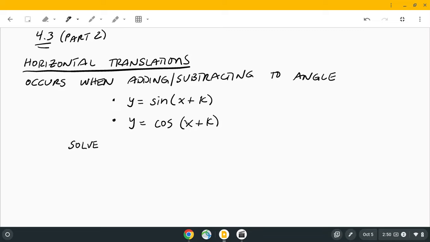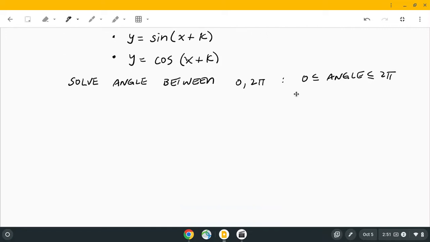So we're still going to do the same thing. We're going to solve the angle here between 0 and 2 pi. Again, 0 to 2 pi is usually where we have one full cycle of your basic sine and cosine graph, right? So here you're basically going to take whatever the angle is, in this case x plus some number, and you're going to solve that between 0 and 2 pi. Okay, so let's take a look at an example.